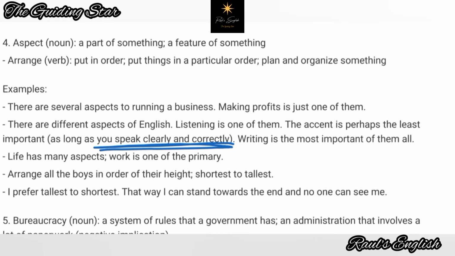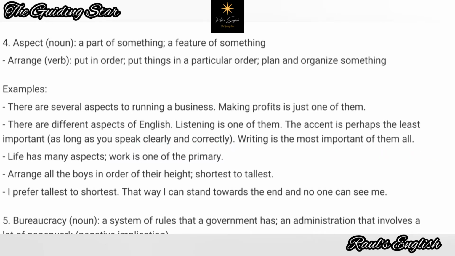Which goes to say that if you speak clearly and correctly and you use good grammar, you make your sentences well, you speak well, you obviously have a very good accent. No need to put any style into it. All right. Writing is the most important of them all. All right. So writing is the most important aspect of English and any other language for that matter.